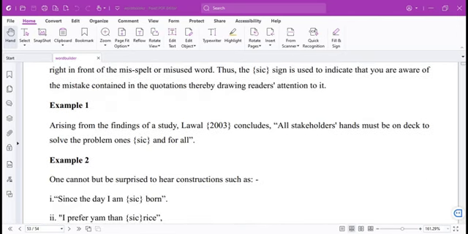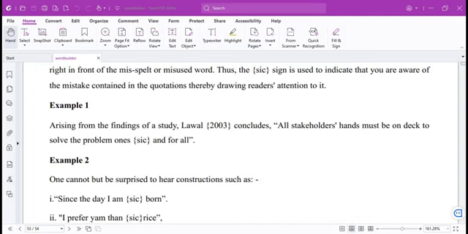Let's look at some examples. Example 1. Arising from the findings of a study, Lawal 2003 concludes, all stakeholders hence must be on deck to solve the problem once and for all. Once and for all. You can say that this once shouldn't be ONES. It should be ONCE. And that is why you have those sic, indicating that even though this is written this way, the writer is aware that it is wrong.